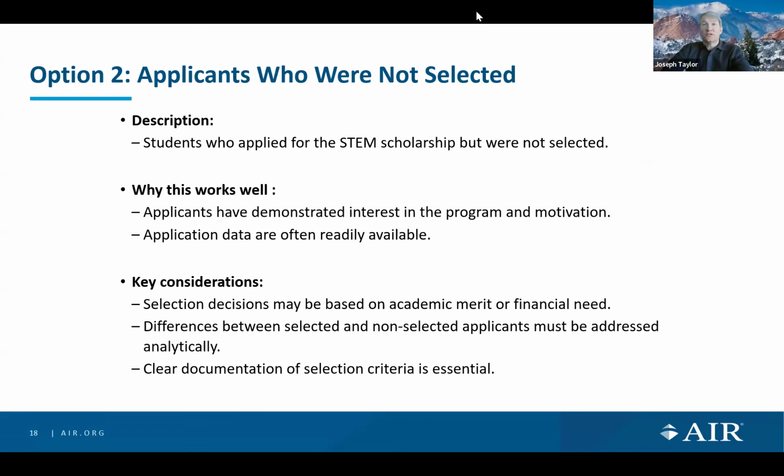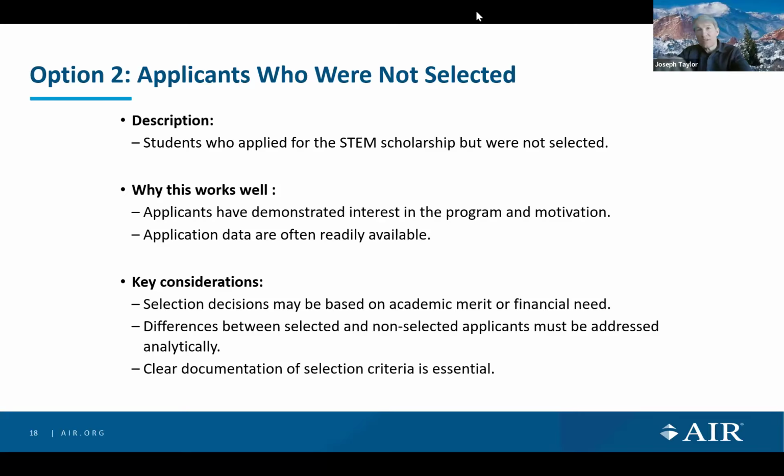Now moving to option two. Again, these are students who applied for the STEM scholarship but weren't selected. This option can work well because with the applicants, we know at least they have demonstrated interest in the program and motivation for the program, regardless of whether they met eligibility requirements, and that the application data are likely readily available for analysis.